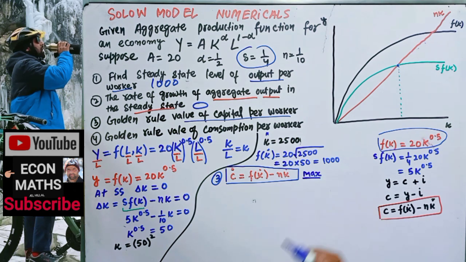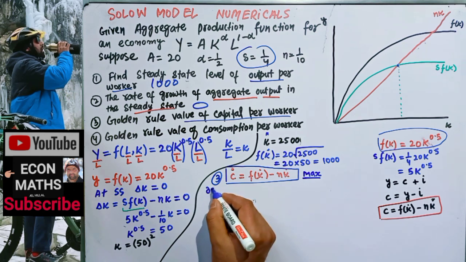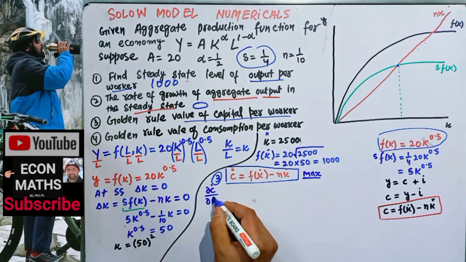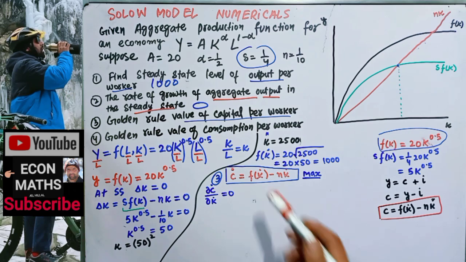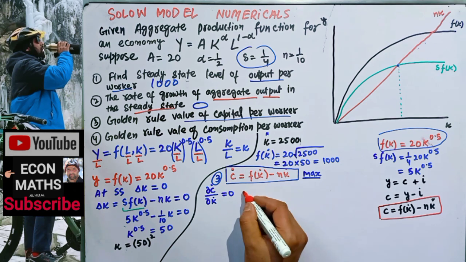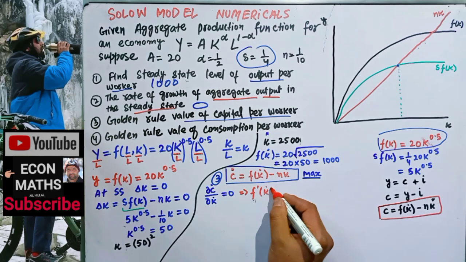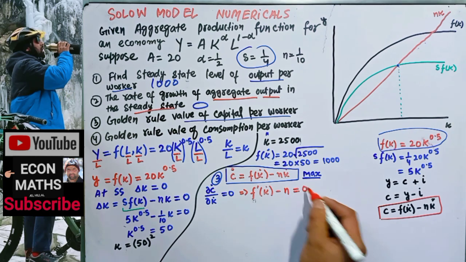Okay, we know that the first order condition for maximization requires that the change in consumption per worker at steady state level with respect to change in capital per worker at steady state level should be equal to 0. That means we take the derivative of this function with respect to capital. So the derivative of f(k*) will be f'(k*), minus the derivative of nk*, which is n. It should be equal to 0.